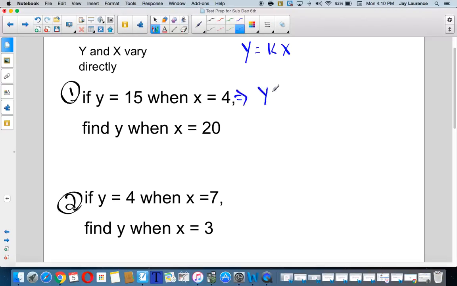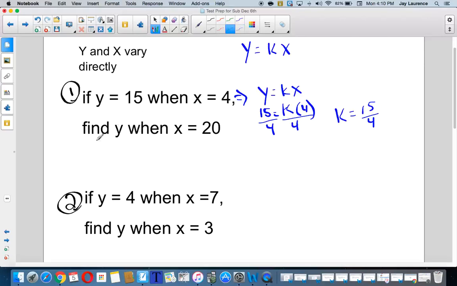I'm going to go y equals kx. And I know that y is 15. I don't know k. And x is 4. Well, I'm going to solve for k. So I'm going to divide by 4, divide by 4. And then k is going to equal 15 fourths. And since the constant of variation is like a slope, I'm going to leave it in improper fraction form.